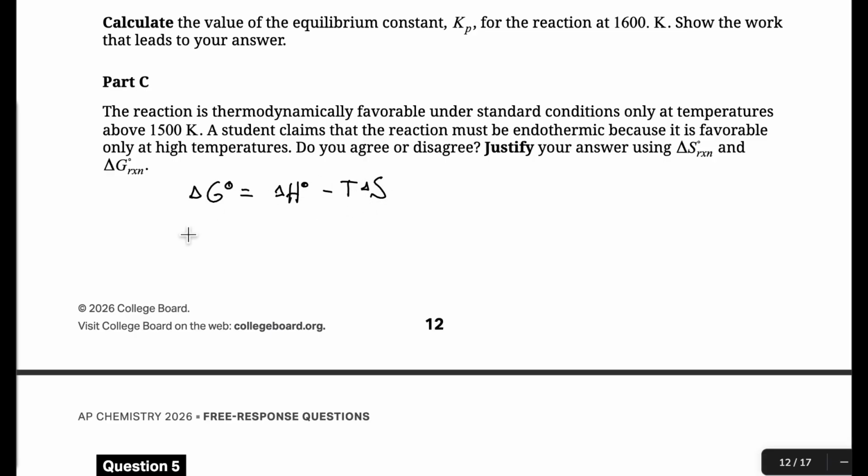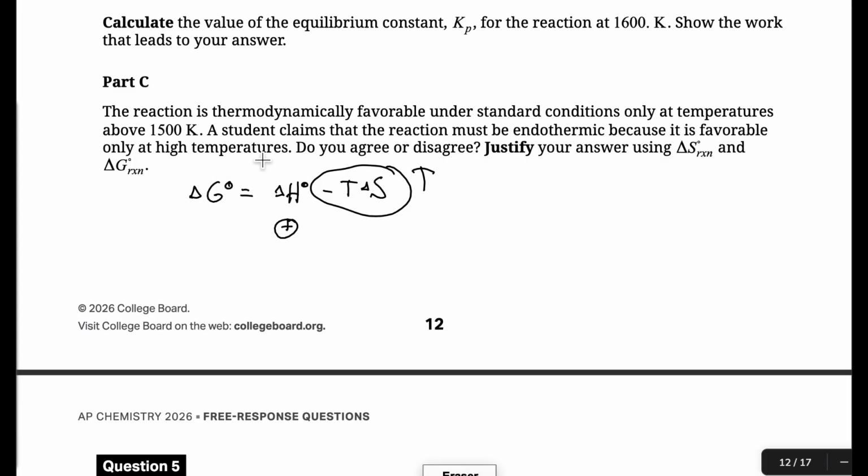For this to be favorable, it has to be negative. Here it says it's favorable only at high temperature. So when this term is maximized, when T is really big, then it's negative. That tells us that this H term must be positive. Because if this H term were negative, this term is negative and this term is always negative. That means that G will always be favorable.